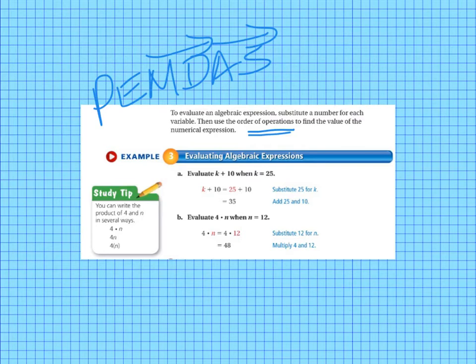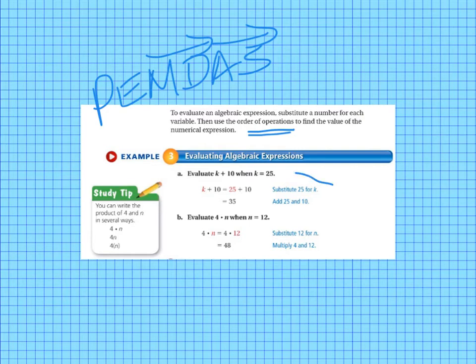So what that means is now, a second ago, we didn't know what k equaled. It was just a letter. So we couldn't add k and 10. Now that k is a number, it's 25, we can substitute that in and we can add it. So we're going to do that.